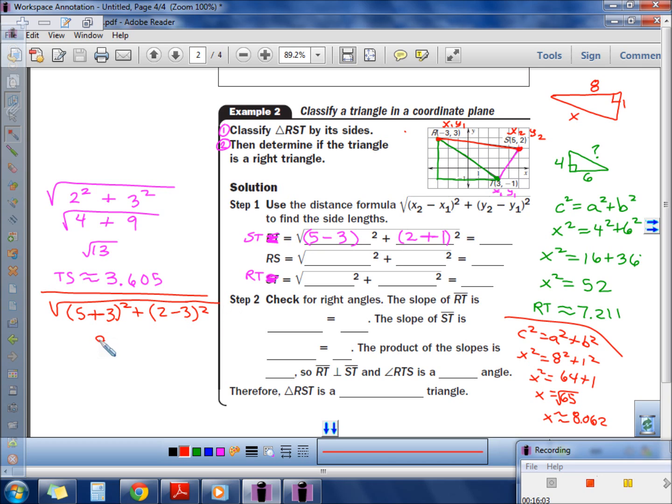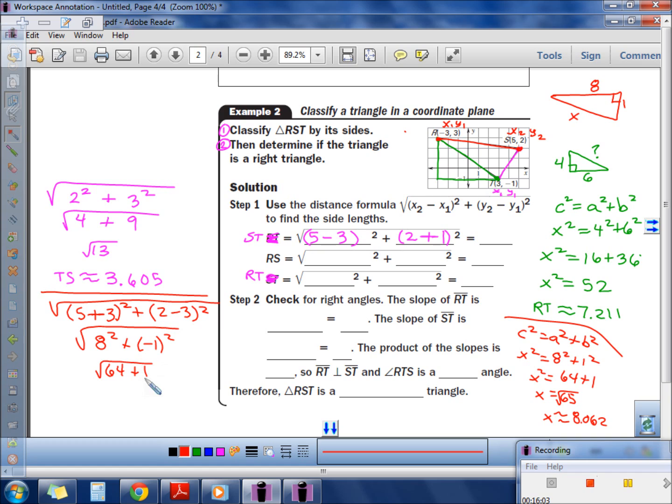5 minus negative 3 is 5 plus 3. 2 minus 3 is negative 1. I'm going to keep parentheses around that. Bring down my radical on every single step. Make sure your paper has that. 8 squared is 64. What's negative 1 squared?